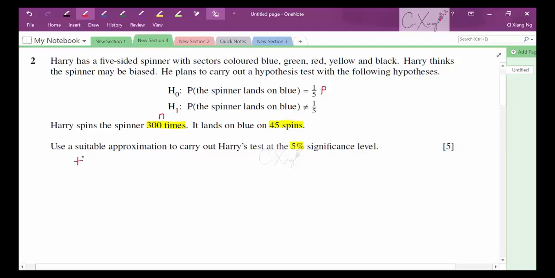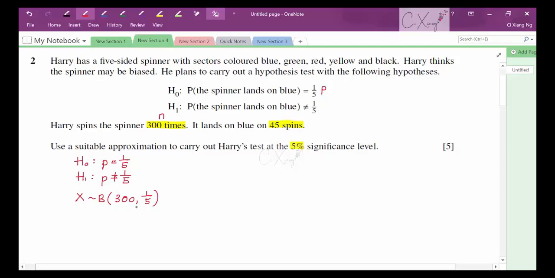First of all, of course, we have the null and alternative hypotheses as provided in the question. So p equals 1 over 5, and p is not equal to 1 over 5 for the alternative hypothesis. The sign not equal to means that this is a two-tailed test. Originally, X is binomially distributed, where n should be 300 and p should be 1 over 5.